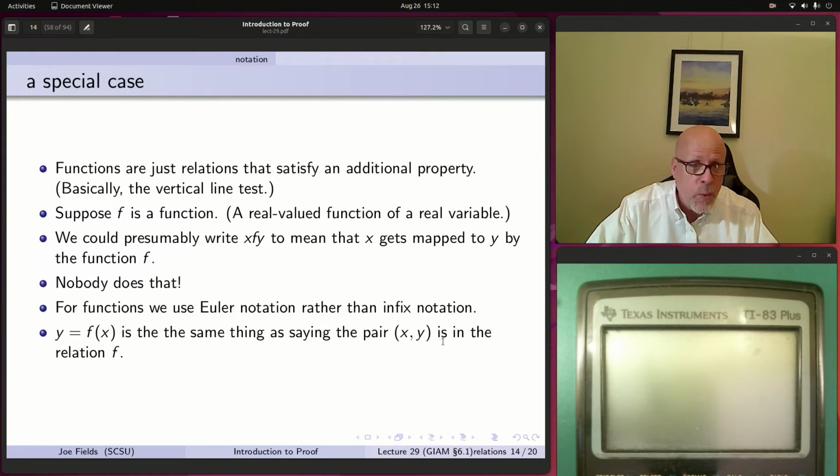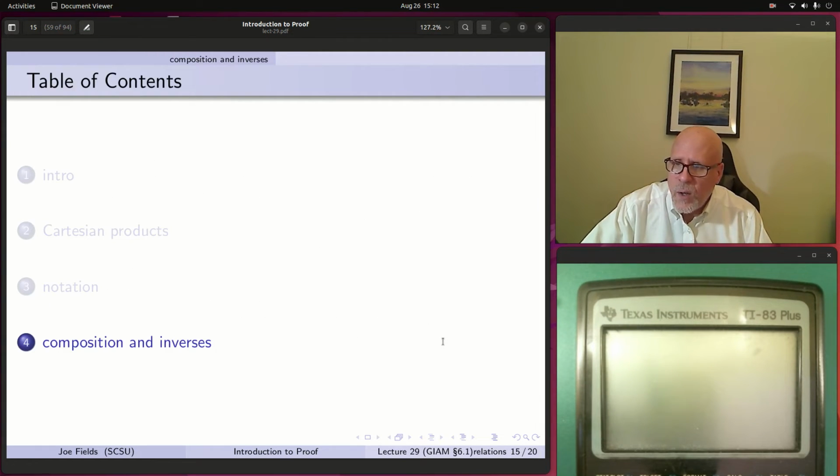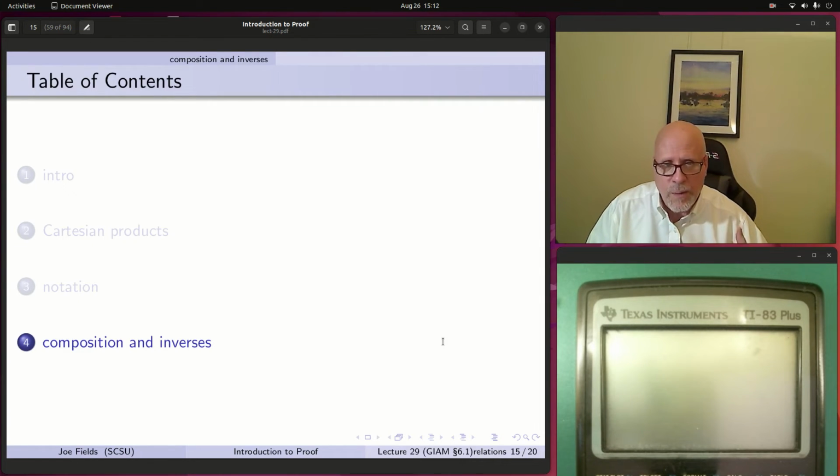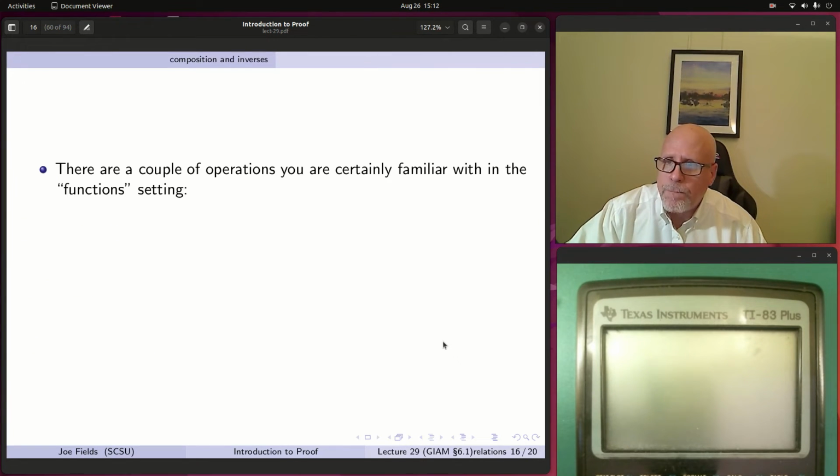The graph is a set of points. The relation is a set of points. The function, you may have been told it's a rule, but now you think of it as a set of points. Okay, so now finally we're going to end off by talking about these things that are first thought about when you dealt with functions: composition and inverses. A couple of operations. I know you're familiar with these.